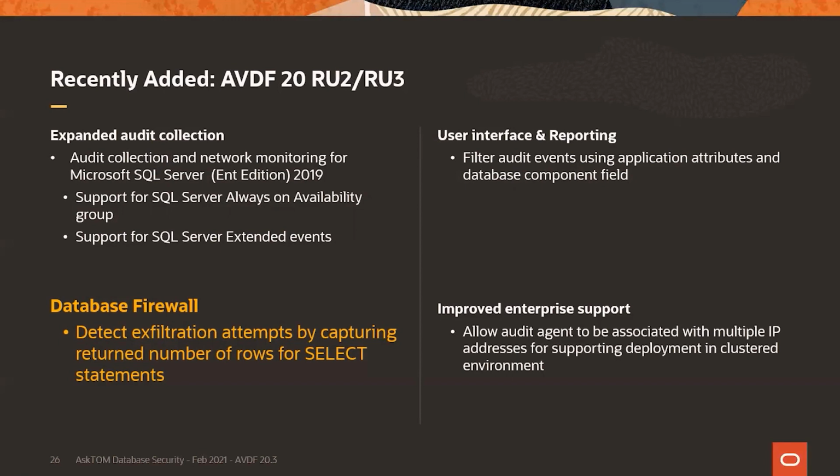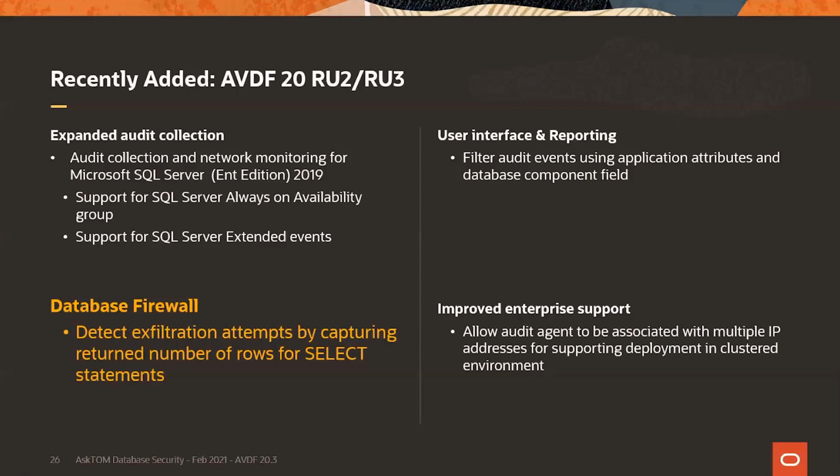With Release Update 3, the database firewall component of Audit Vault and Database Firewall doesn't just capture the fact that someone did a select statement, what's going into the database. It also looks at what's being returned from the database and tells you how many rows that select statement hit.